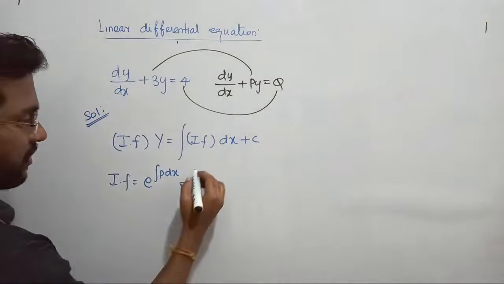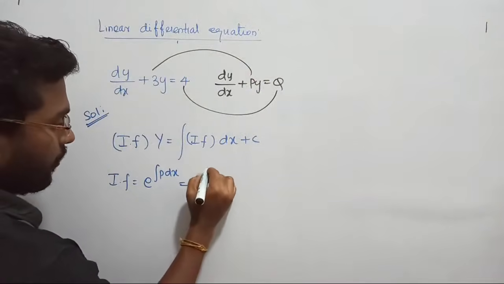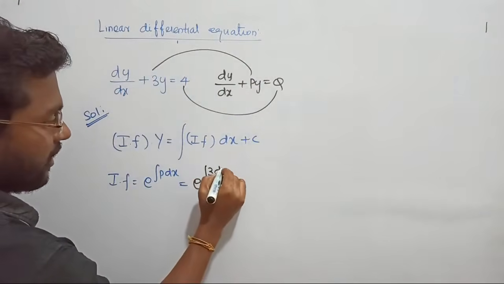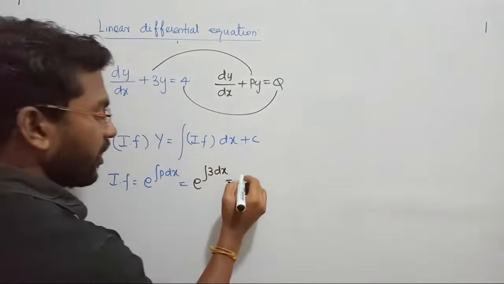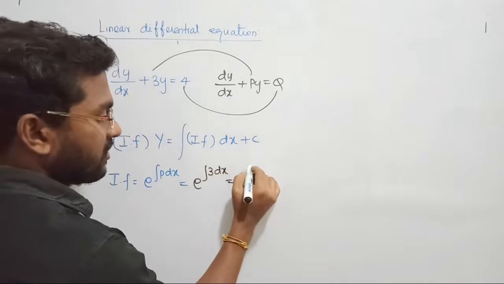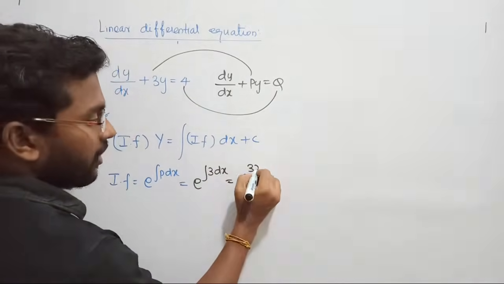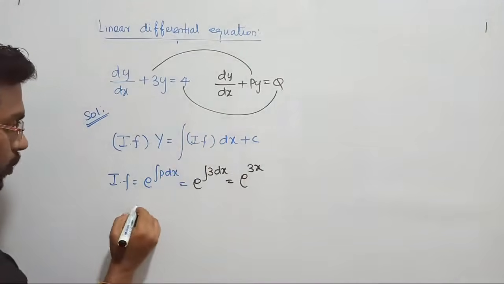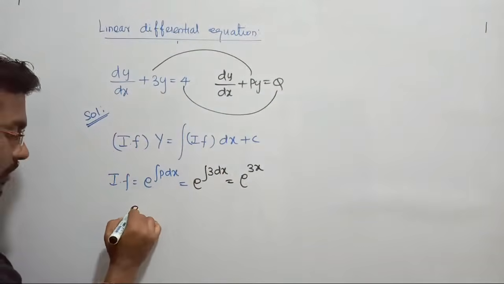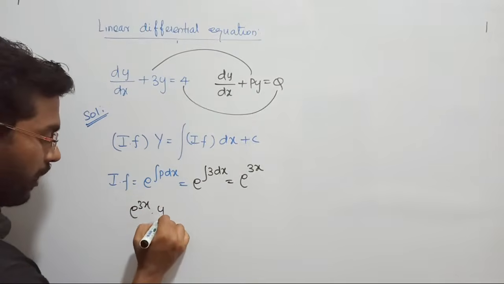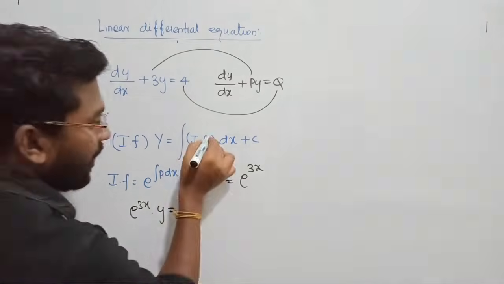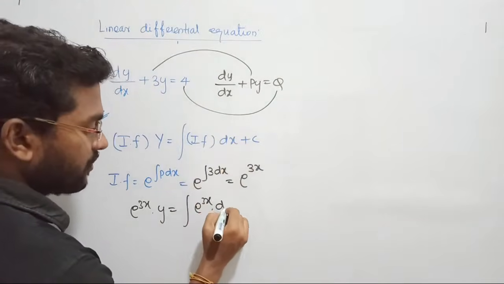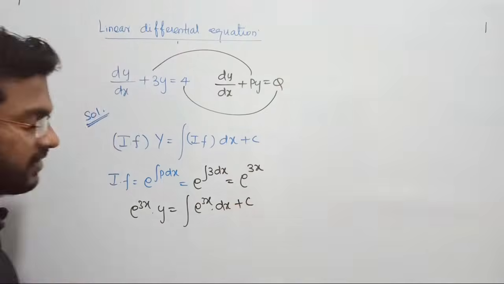Do you agree? Yes. So here I can write like this: e power integral of p is equal to how much? P is equal to 3. So 3 into dx. Since it is an indefinite integral, e power 3 is the constant, integral of dx will become x. So the answer is e power 3x. Now let us substitute this value in the solution. The integral factor can be replaced by e power 3x dot y is equal to integral of integral factor, e power 3x dot dx, that is with respect to dx, plus constant c.